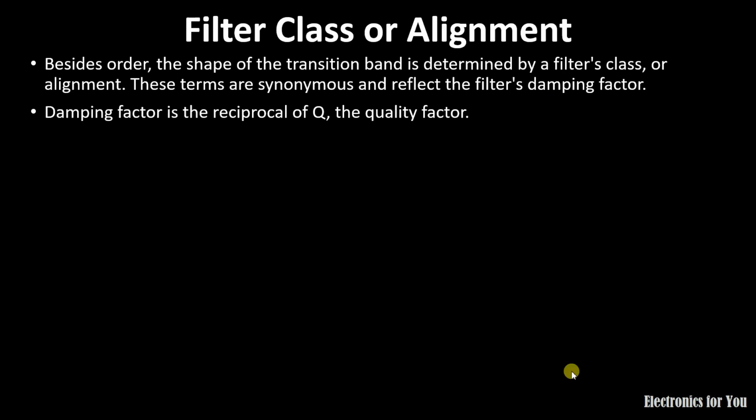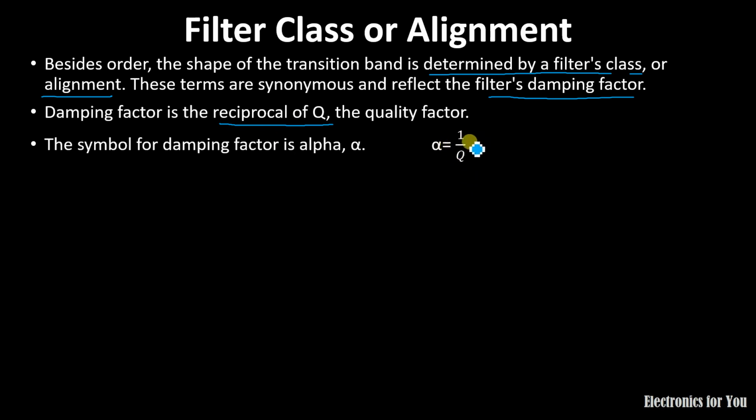Now next term is filter class or alignment. So besides the order, the shape of the transition band is determined by the filter's class or alignment. These terms are synonymous and reflect the filter's damping factor. Now the damping factor is the reciprocal of Q, and it is indicated by alpha, and therefore alpha will be equal to 1 upon Q, that is 1 upon quality factor.